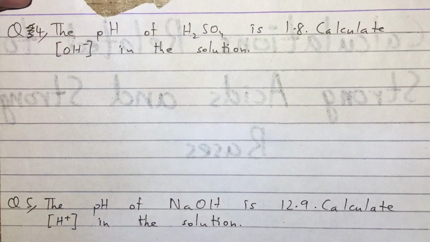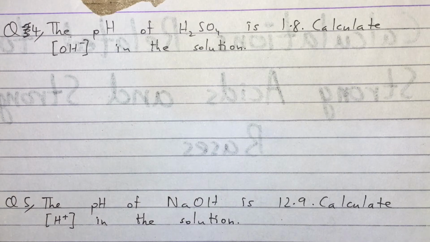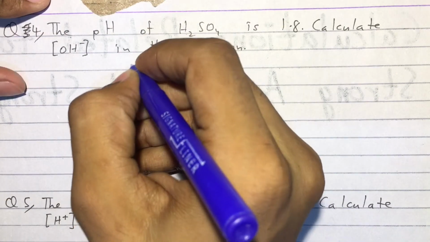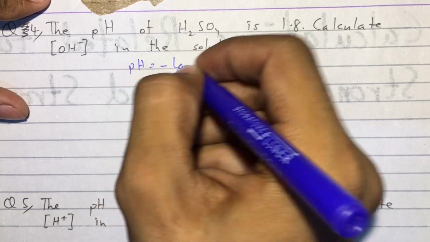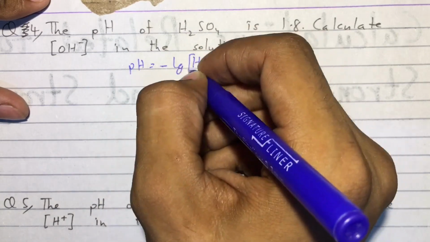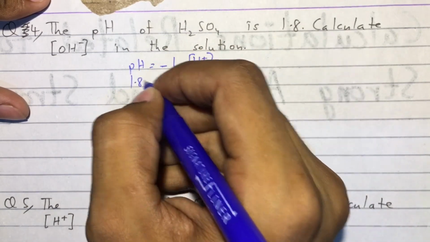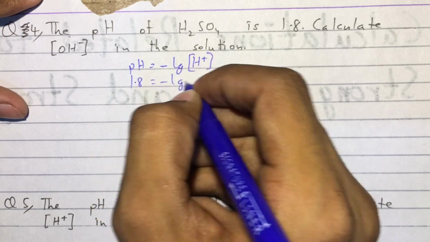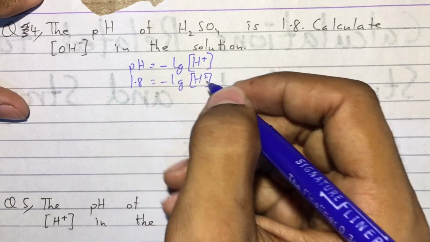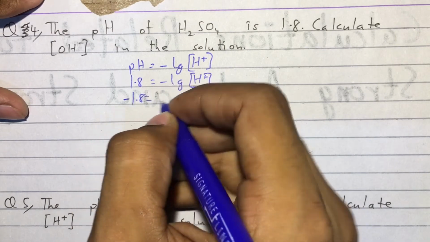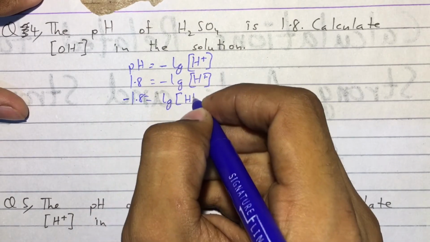Next question, the pH of H2SO4 is 1.8. Calculate the concentration of OH negative ions in the solution. Right, so pH is equal to negative log H plus concentration. pH is 1.8, equal to negative log H plus. I can write this as 1.8 equals log H plus.